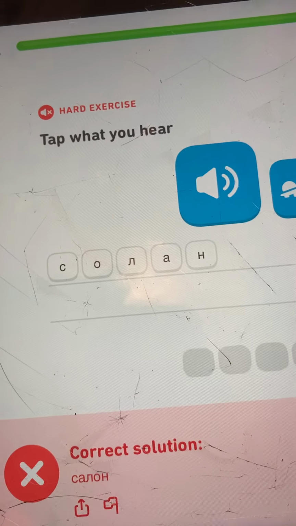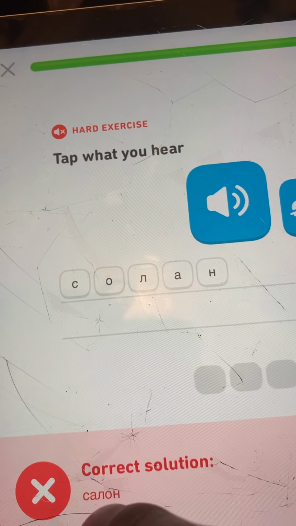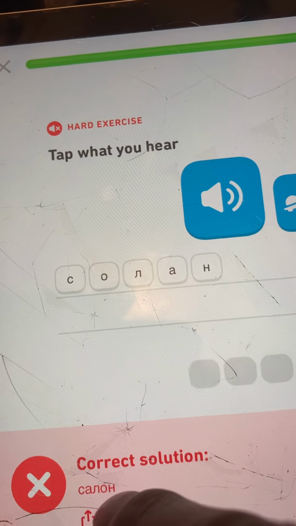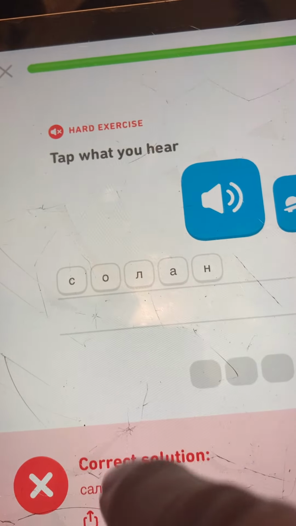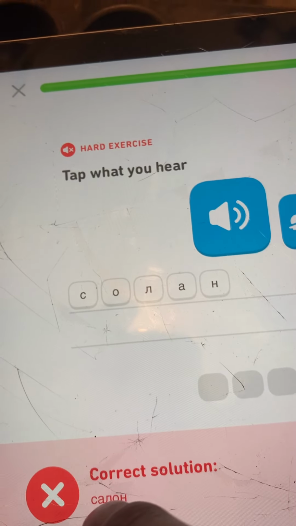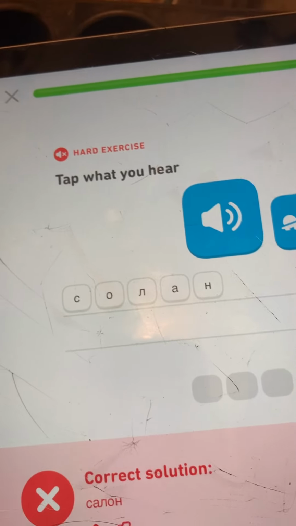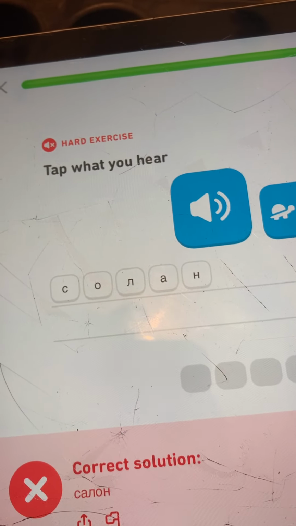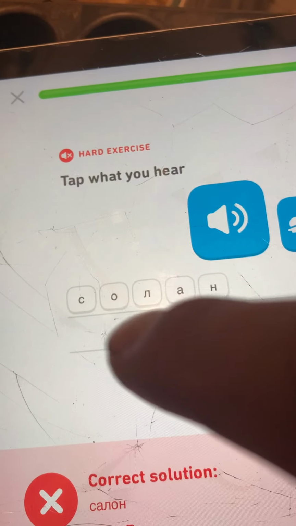That one was hard. Oh, it's with an A. It's hard to hear that. It was an A rather than an O. You had the L at the right place, and then an O and an H. So all you had to do is put the O first and the A. Just switch them out.